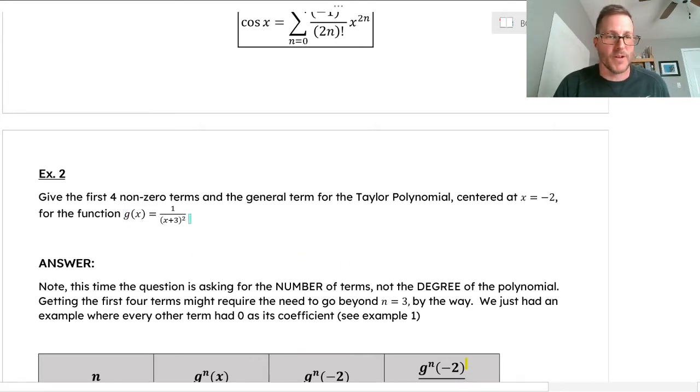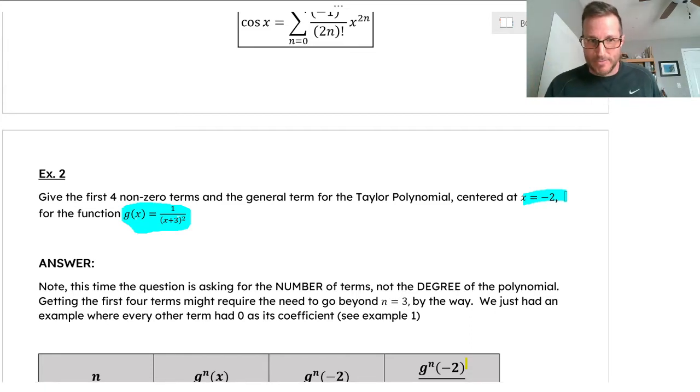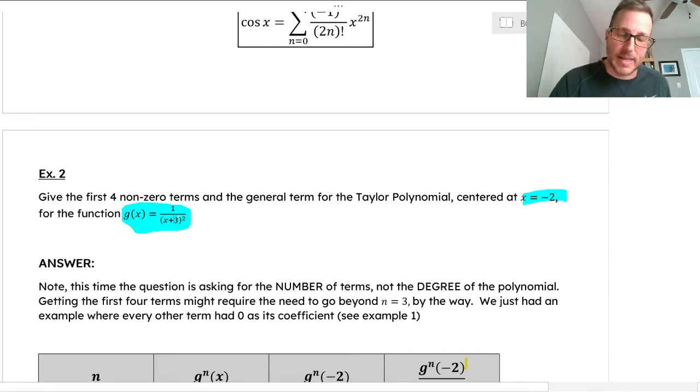So now we're gonna take a function. That function is g of x, which is 1 over x plus 3 squared. Now I'm going to center this at -2. Reason being that when I sub in -2, I'm going to get really nice answers. That's the only reason I'm doing it, is because I'm going to get really nice answers when I sub in -2. You might recognize that subbing in -2 into that original function is going to give me a nice clean 1 raised to a power. So let's go figure out the table here.